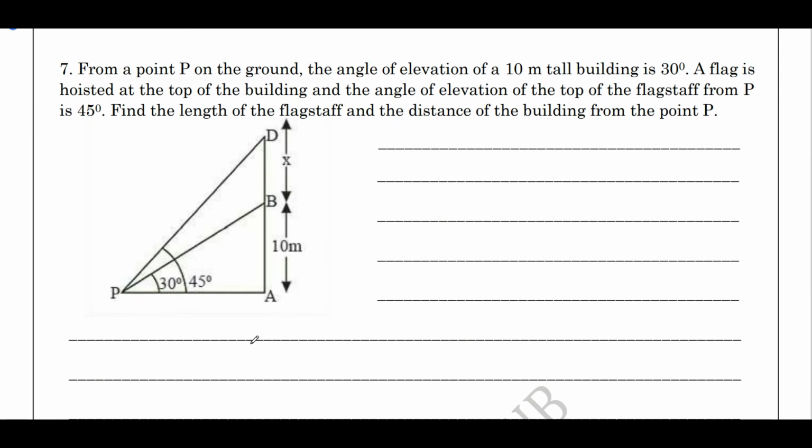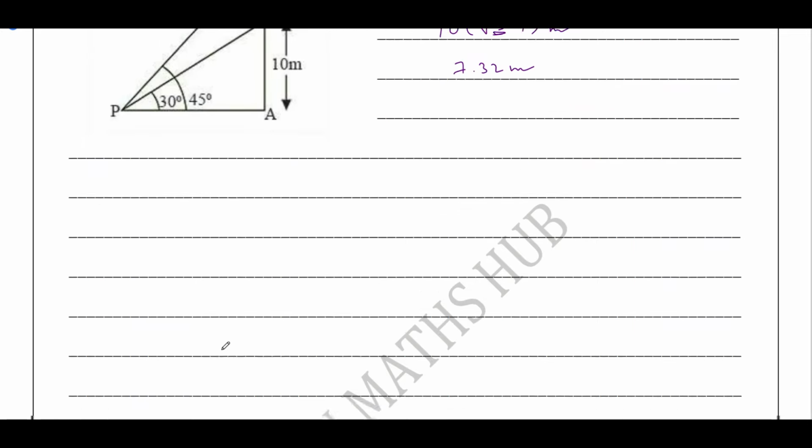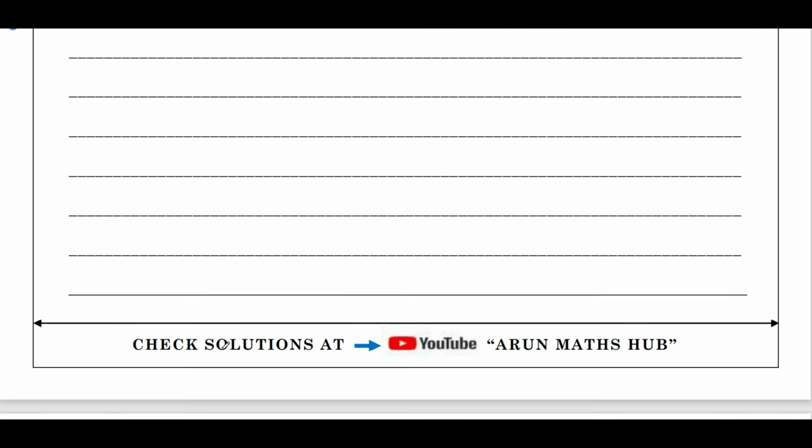Again, identify the right angle triangles. So next question, identify the right angle triangles. It is a textbook question. You will get the length of the flag staff will be around 10 root 3 minus 1 meters, or after substituting the value of root 3 you will get 7.32 meters. Students, try out very simple problems. It will hardly take 2 to 3 minutes to apply the concept, and simplifying it will take around 2 to 3 minutes. Within 6 minutes you can solve the question.